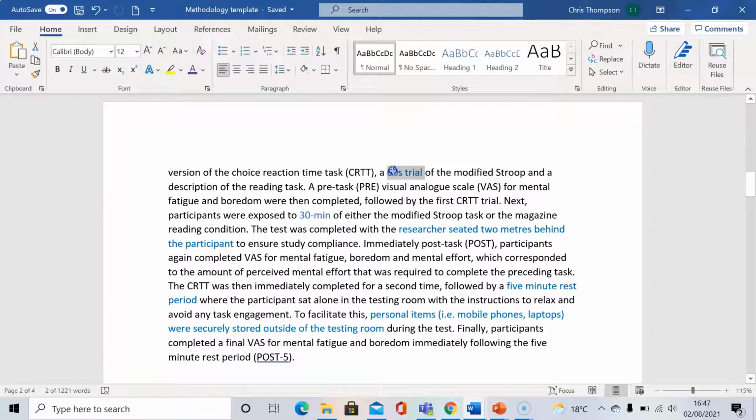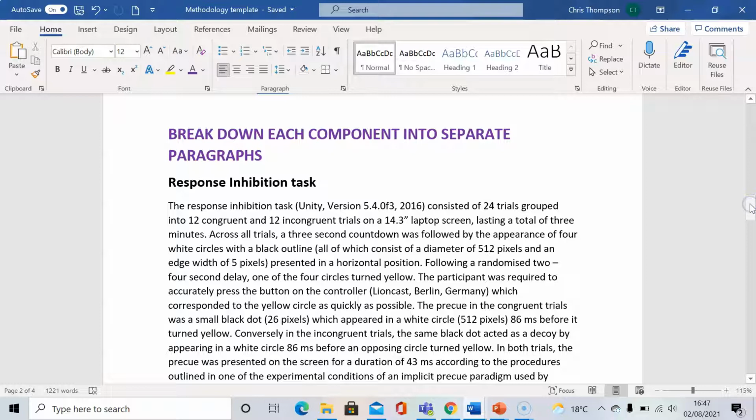60 seconds here. So if you remember from part 1, I said the basic stuff within your procedures. They did this test, they did that test. It lasted this long. What else have I got here? They had a rest period at the end. And what I will say though, actually, before I move on, is this bit here. So I've said they do the modified Stroop task and they do the CRTT. Don't worry about what that means. But you see here, I've not gone into great detail about what they are. I'm going to save that for this next bit, which is where you break down each component in separate paragraphs.